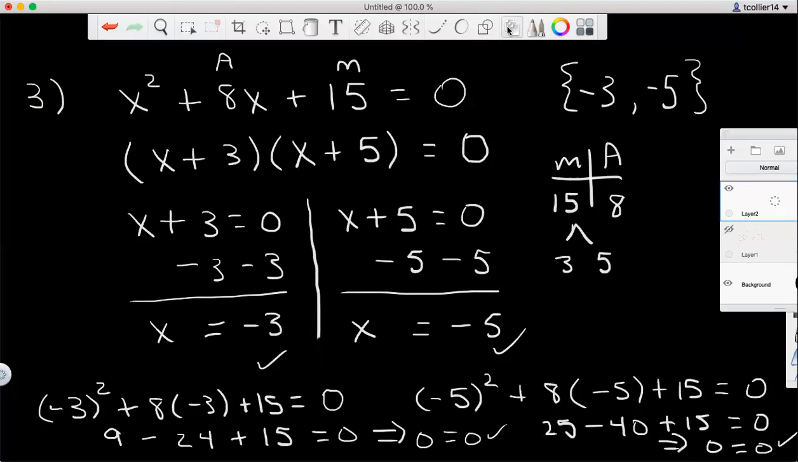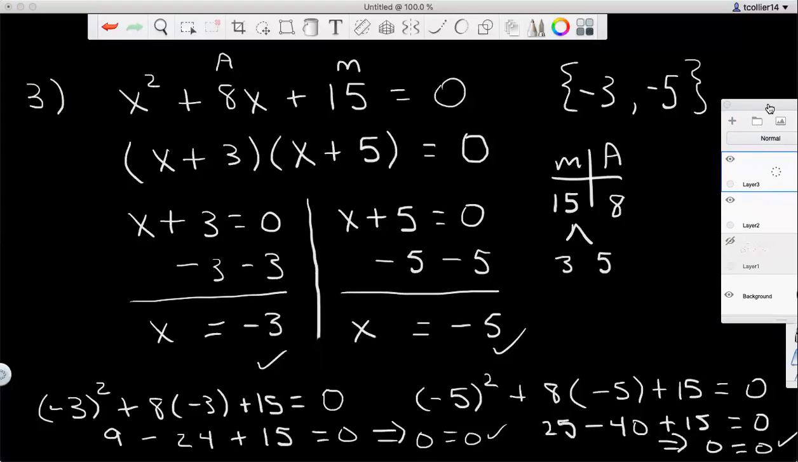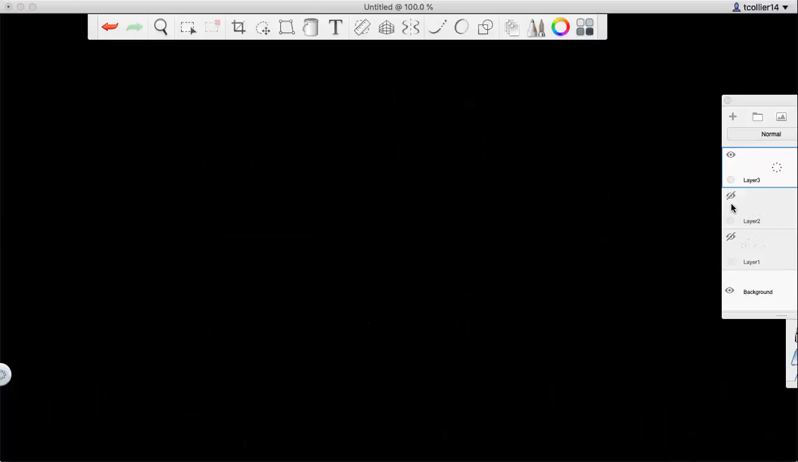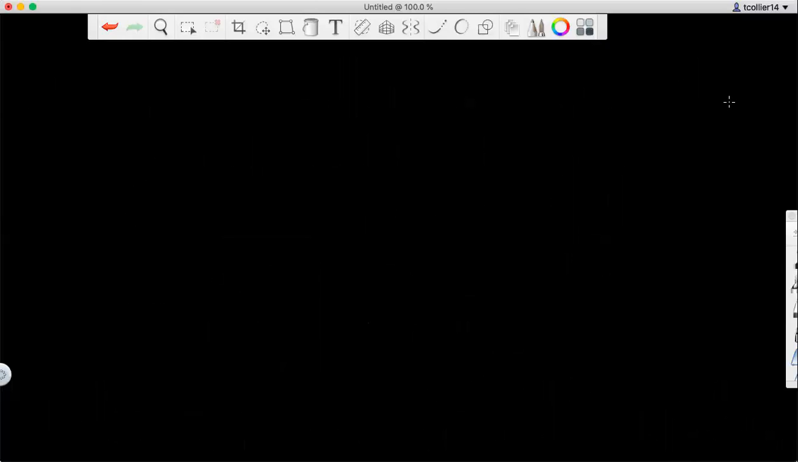All right, let me add another layer. Add, good. And let's see, I can hit the eyeball on this. Good. Okay, let's look at number 4.